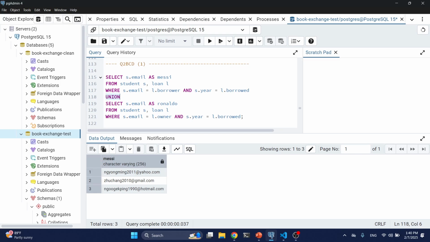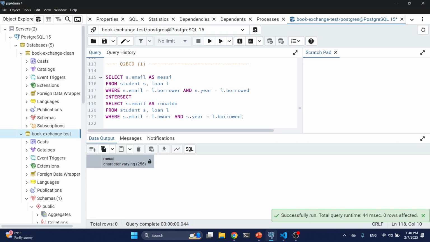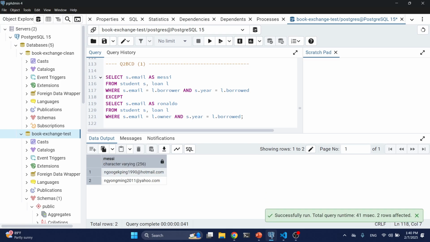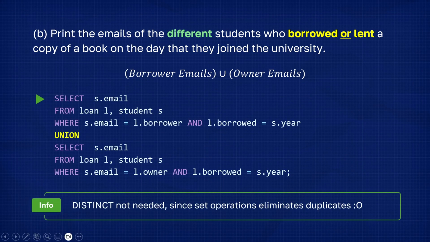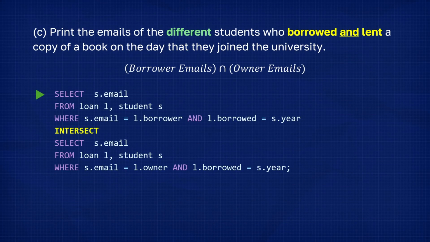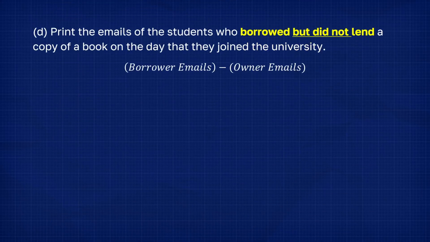So this is basically the first item for part B. For part C, it's just change this to intersect. Part D is just change this to except. Then you are done. So that is essentially your question 2, B, C, and D. Do note that when we do set operations, union, intersect, and except, we don't have to put the distinct keyword because by default they already remove the duplicates for us.